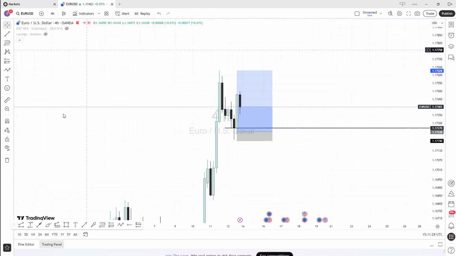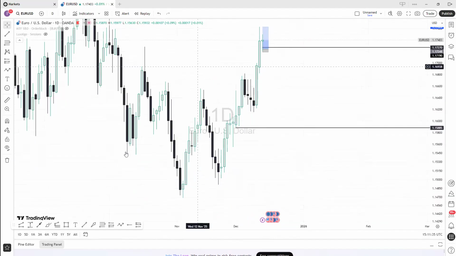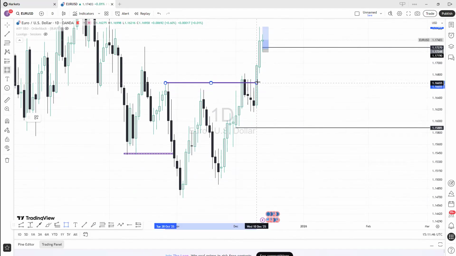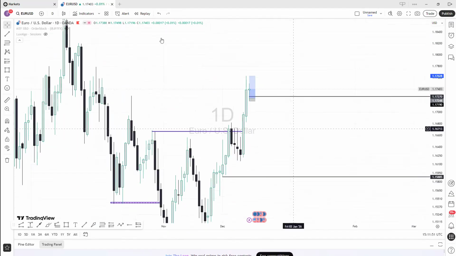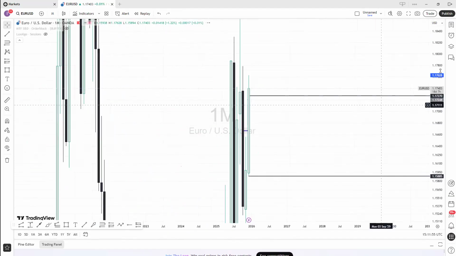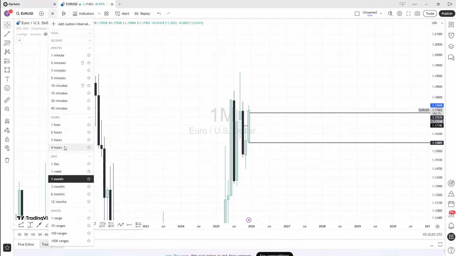Okay, let us go to the higher time frame so you can see the bias. On the daily time frame, you can see there is a sweep, and also we have a break of structure, meaning a market shift. So it means opportunity for continuation, very clear. Also, on the monthly time frame, we have that rejection. Price has reached the previous high, so the bias on Euro USD is bullish.